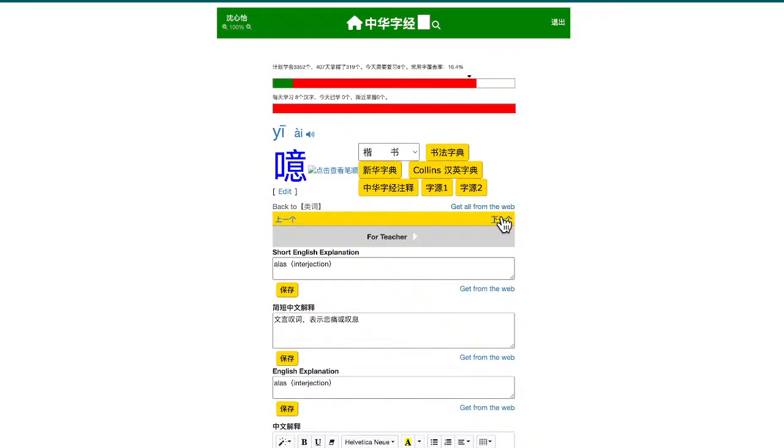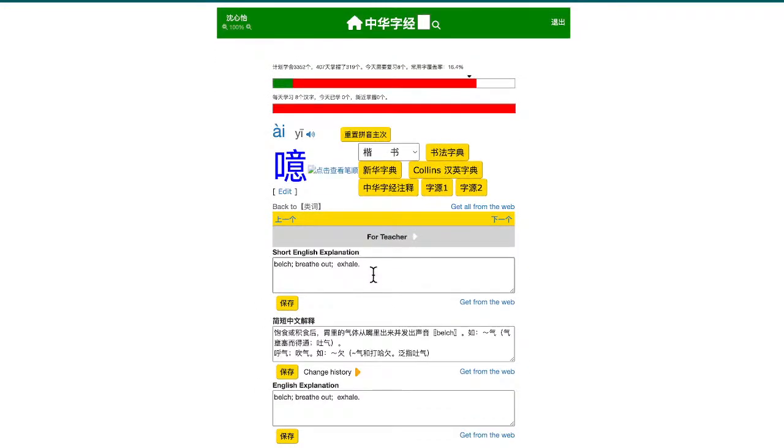This one has a second pronunciation called ai. Ai means breathe out, exhale. 嗳气, that's the phenomenon when you've eaten too much and are stuffed, sometimes some gas will come out from your stomach and out of your mouth and make that sound. That's called 嗳气.